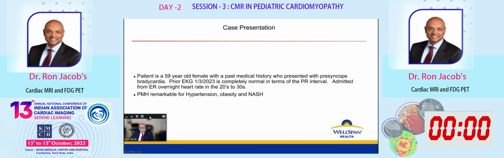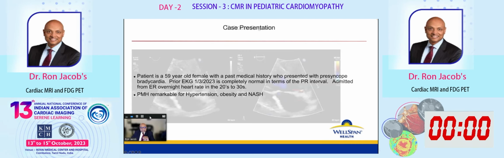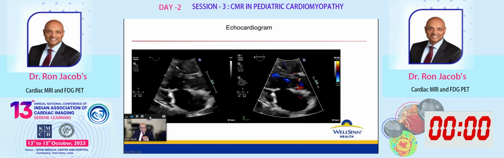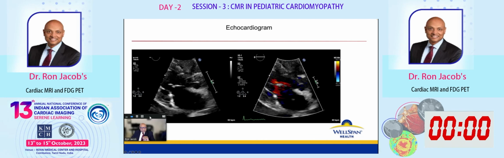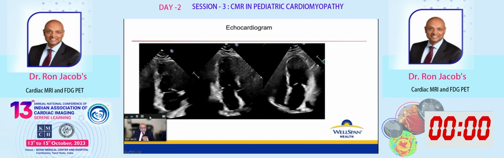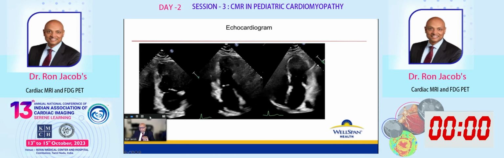These are my disclosures. I wanted to start off with a patient. This is a 59-year-old female who presented with presyncope and bradycardia. The prior EKG was normal in terms of the PR interval. Then she was admitted with a very slow heart rate and was found to have an advanced third-degree heart block. The past medical history was significant only for hypertension, obesity, and NASH.